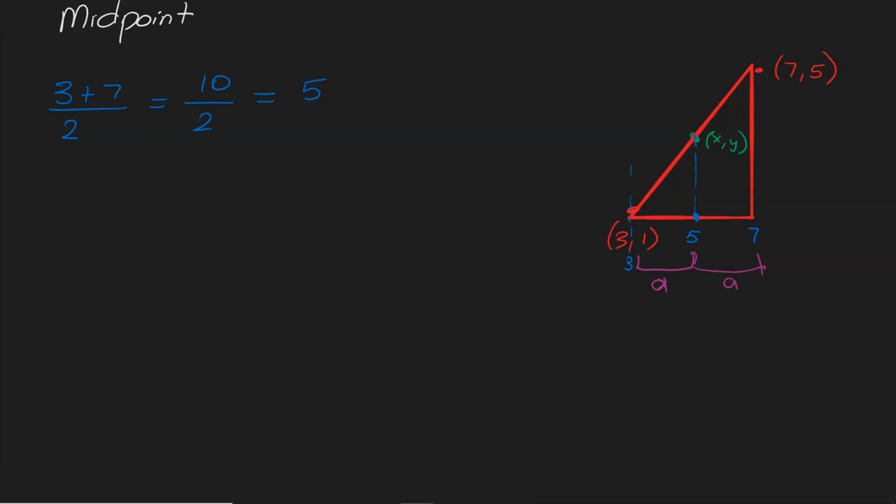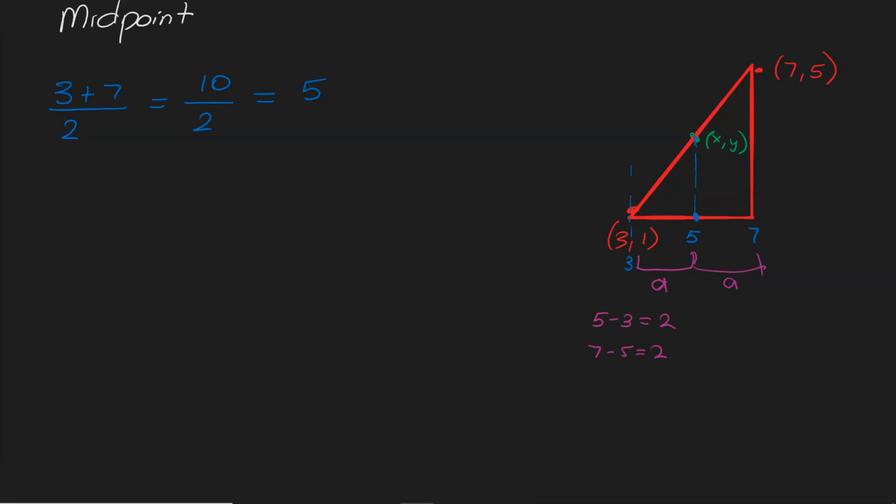Okay, so let's look at it. Well, the distance from 3 to 5 is 2. 5 minus 3 equals 2. And the distance from 5 to 7 is also 2. 7 minus 5 is equal to 2. And we can find that both these distances are equal. Therefore, 5 is the x-coordinate of our midpoint between these two coordinates.